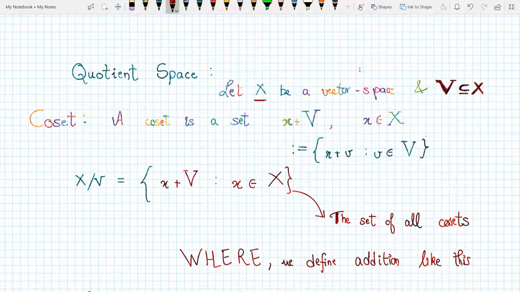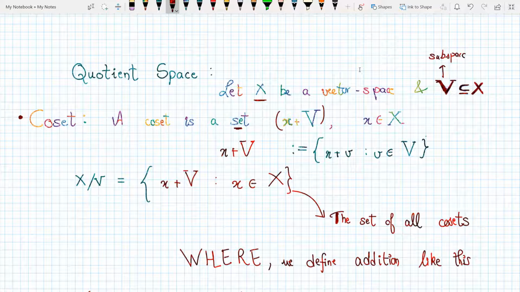Let X be a vector space and V a proper subspace of X. Now I define a term called coset. A coset is a set defined as x plus V, which is x plus v for all small v belonging to capital V.